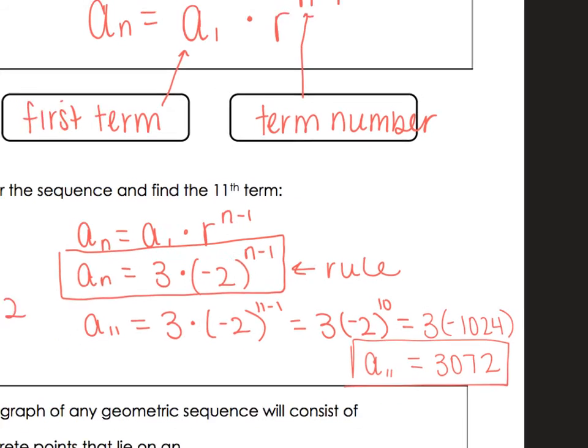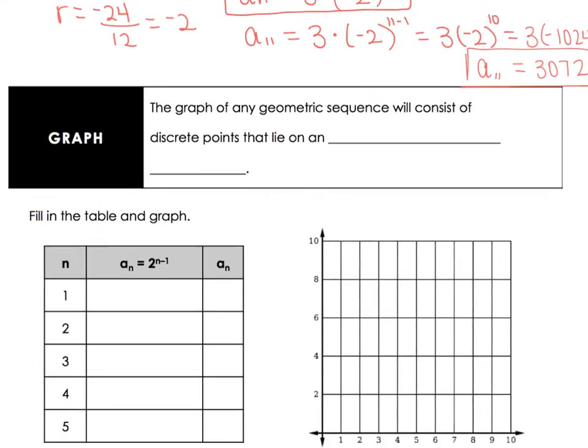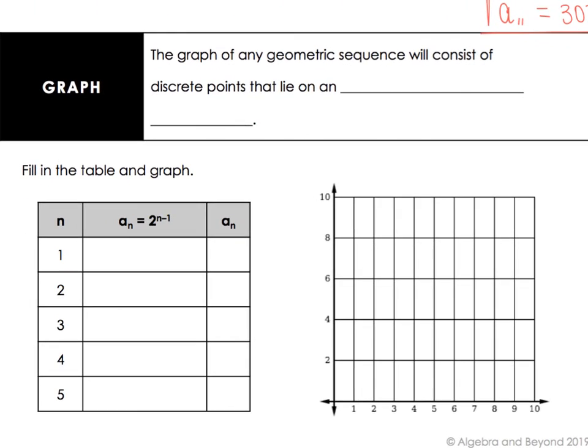All right, last thing to talk about with these geometric sequences is how to graph them, okay? So we can graph them. You're going to notice that this table looks like a good old-fashioned input-output table, and when we graph them, they're not going to create a line, so that's what we need to be careful with. So looking at our blank up here for our vocab word, the graph of any geometric sequence will consist of discrete points, which just means a lot of points, that lie on an exponential curve.